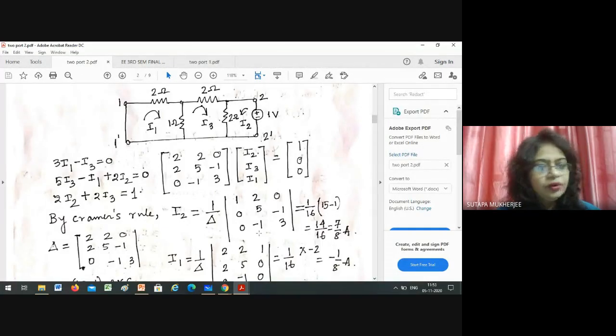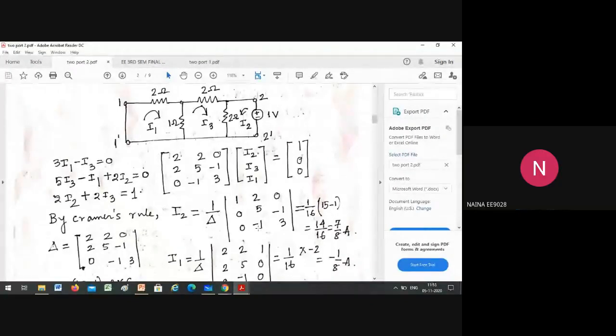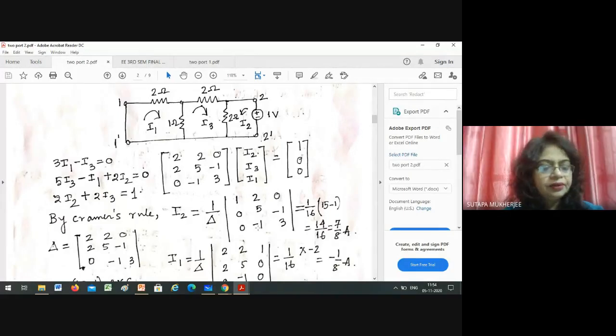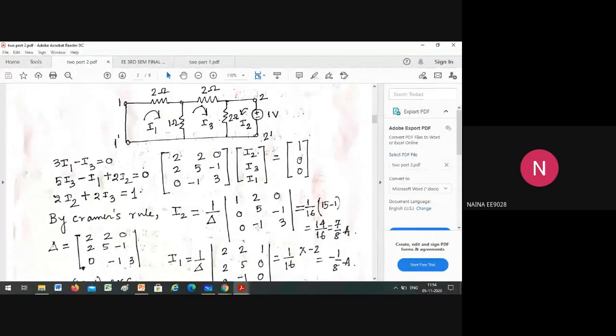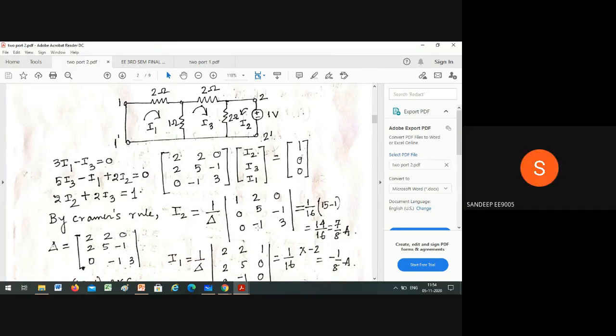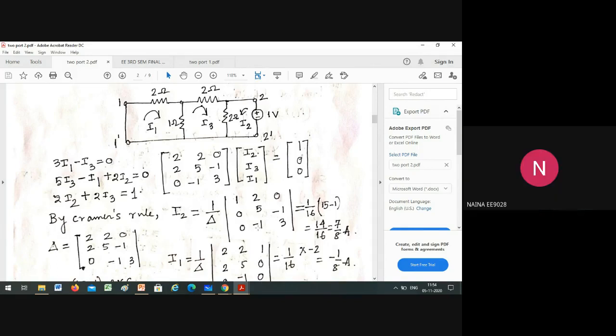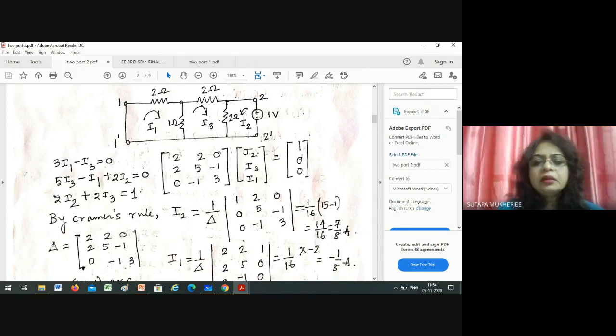Do it and tell me what the answer will be. Ma'am, 14. How can you get it? Ma'am, by expanding through the first column, we will get it, and the rest of the portions are 0, right? Yes, ma'am. Wait for the others. Who has told the answer? Naina. Yes, ma'am. Okay, nice.